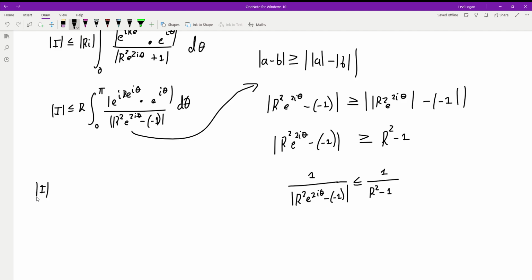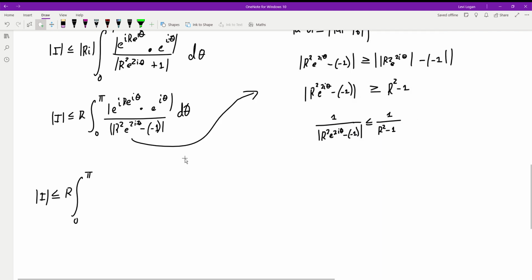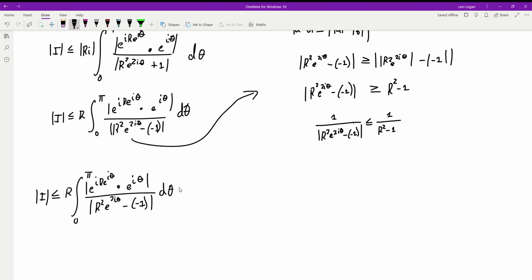So we have the modulus of I is less than or equal to r times the integral from 0 to pi. Actually, I'm going to make this a bit smaller because it's going to get in the way, so just move this up here for a bit. Okay, so we'll have all this, over r squared e to the 2iθ minus 1 dθ. Now this whole thing is less than or equal to the integral of r over the same bounds. The numerator is still the same, so we'll have e to the i r e to the iθ, multiplied by e to the iθ, modulus, over this new thing here. So I have r squared minus 1 dθ.